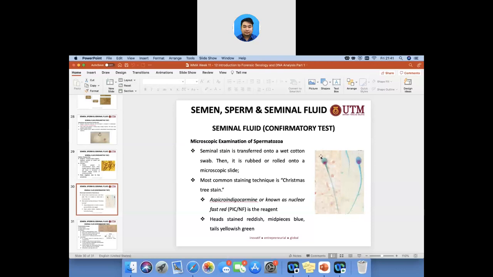When you want to stain the spermatozoa, it is usually by using what we call the Christmas tree stain, right? In terms of the staining technique, these stains would cause this kind of color, okay?